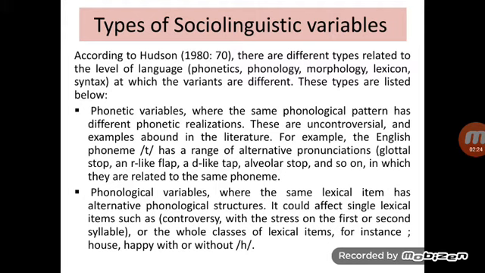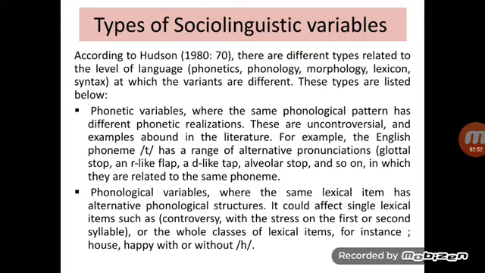First, we have phonetic variables, where the same phonological pattern has different phonetic realization. These are uncontroversial, and examples abound in the literature. For example, the English phoneme t has a range of alternative pronunciations such as glottal stop, flap, like d-tap, alveolar stop, and so on, all related to the same phoneme t.